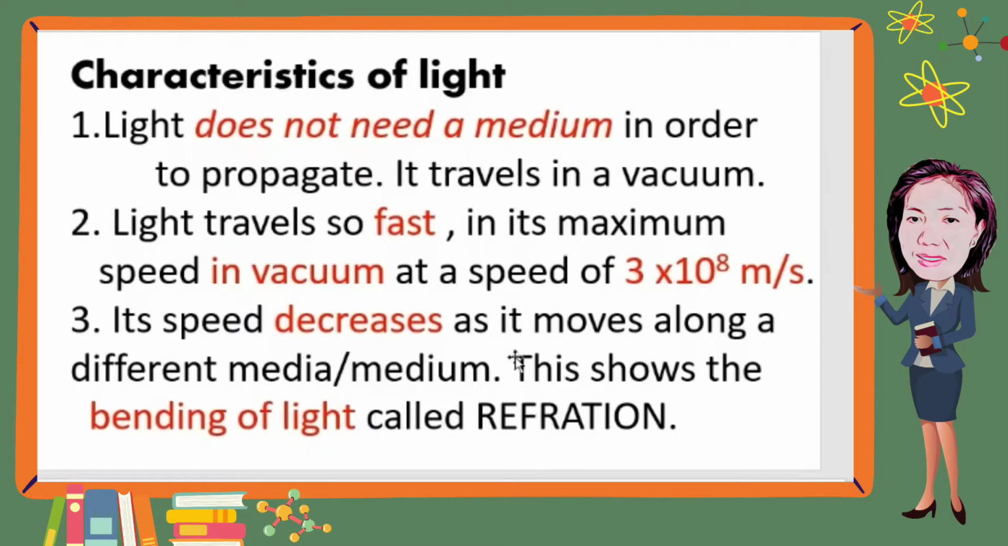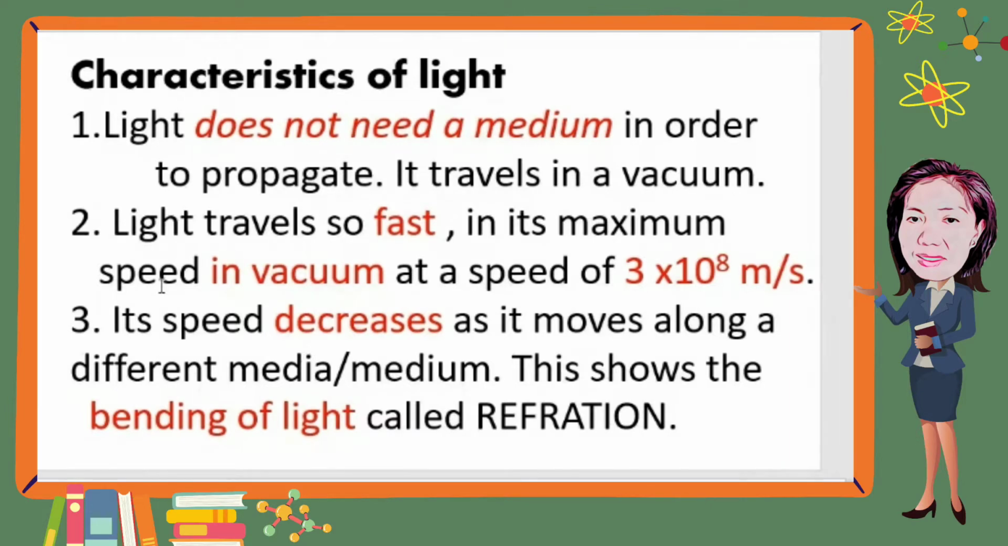So what are the characteristics of light? Light does not need a medium in order to propagate. Unlike sound, which cannot travel without a medium, light can travel. No need to have a medium. Without a medium or with a medium, light can still travel. Even in a vacuum, the light can travel.